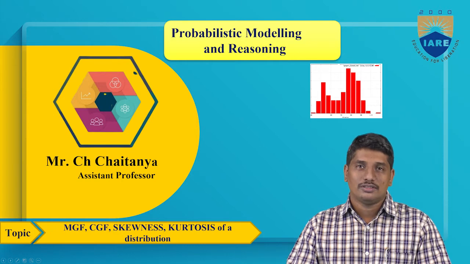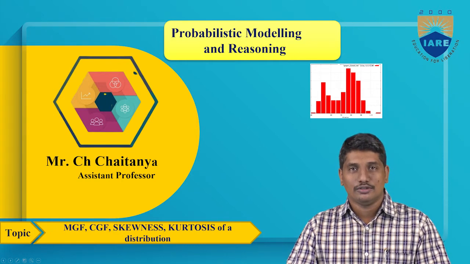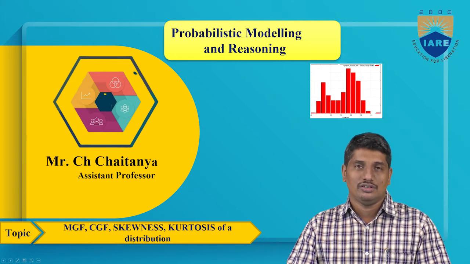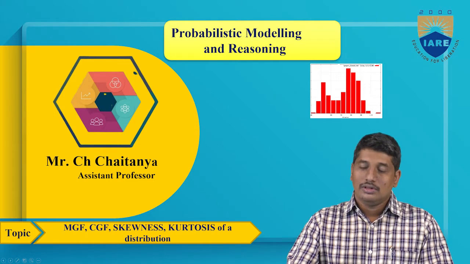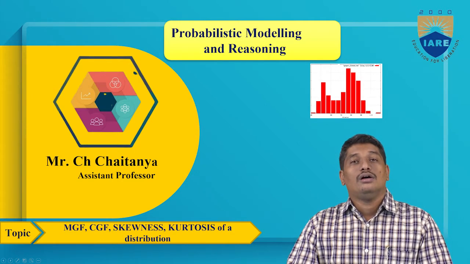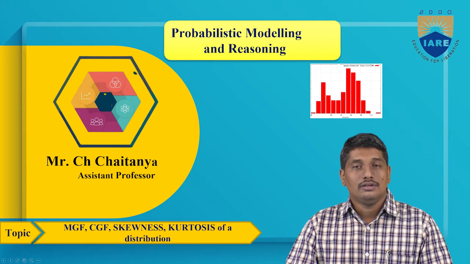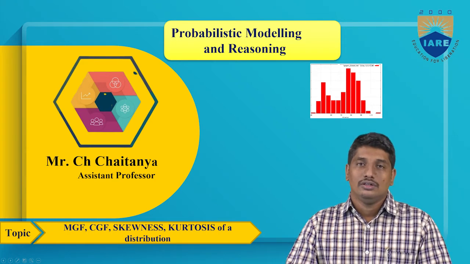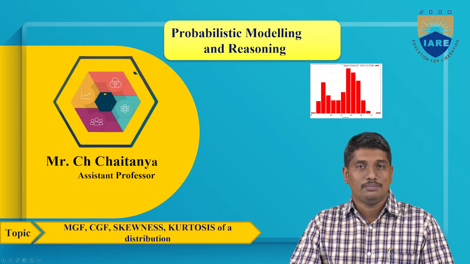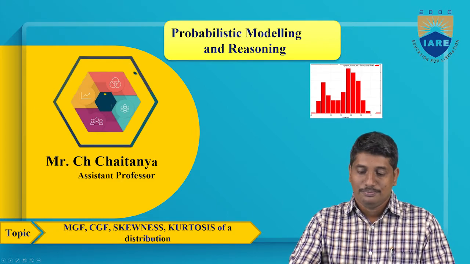Today, I'm going to discuss moments, skewness, and kurtosis of a continuous random variable, and the Gaussian approach of dimensionality reduction, especially in machine learning. As a part of our course curriculum, Probabilistic Modeling and Reasoning, we are in the second module, that is continuous distributions and Gaussian approach, in which we are now going to discuss the moments, skewness, and kurtosis of a continuous probability distribution.